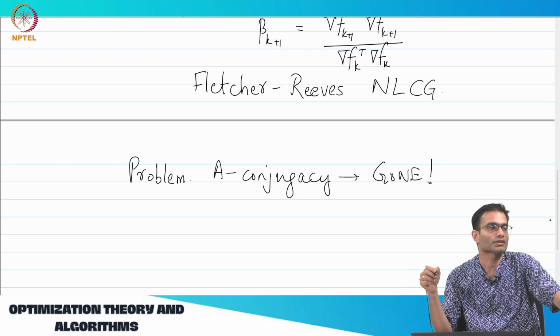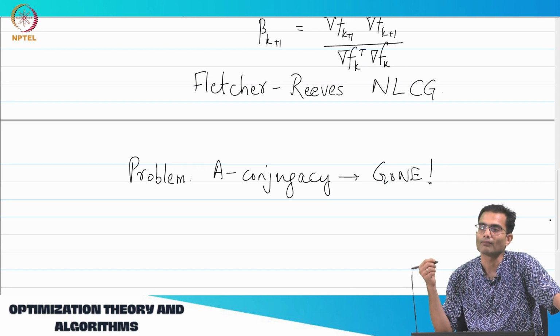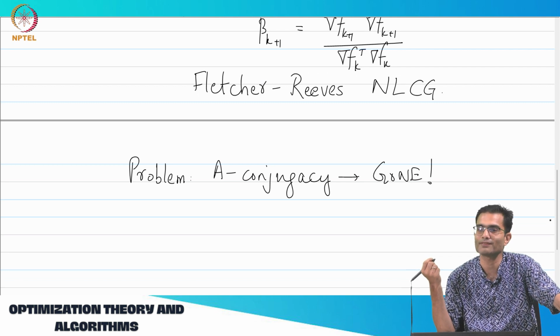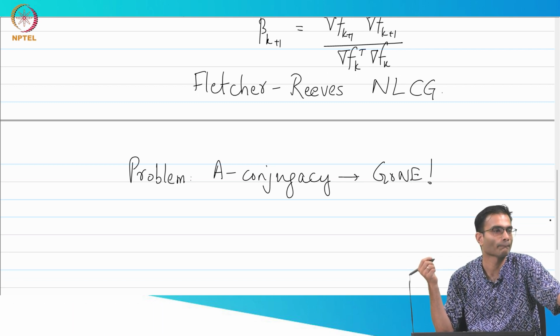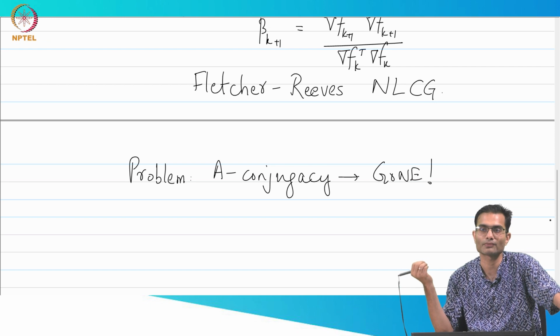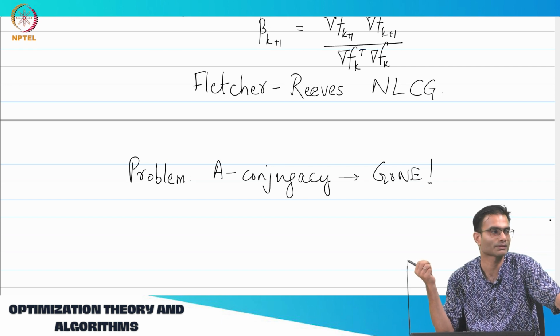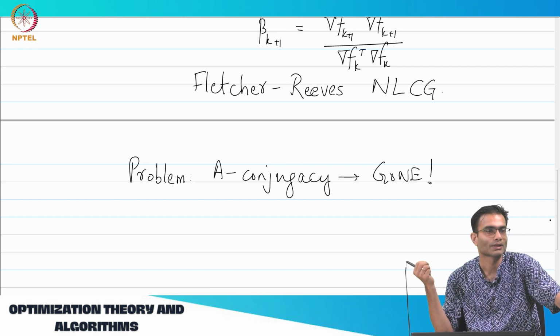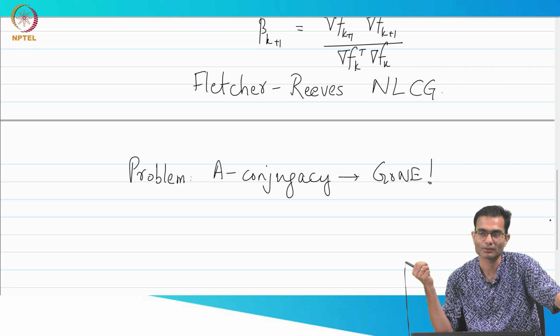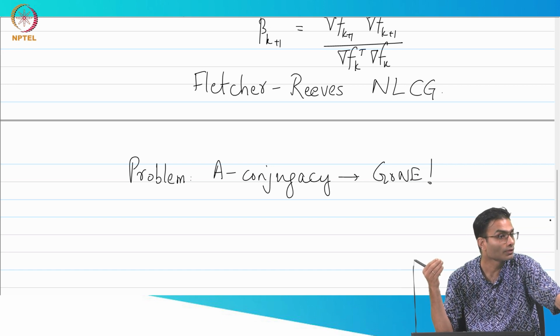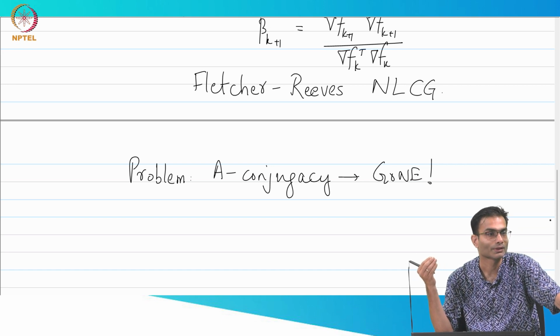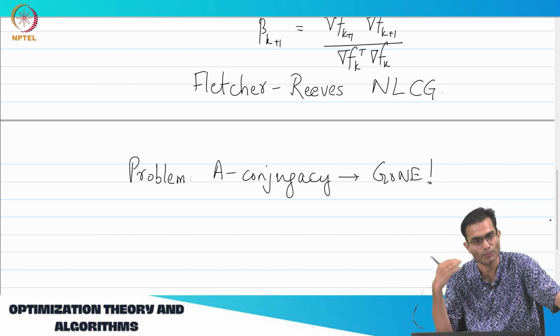If conjugacy is gone, what can I do? How can I still save the story? The hint is to think of gradient descent. In gradient descent, I did not have A-conjugacy, I had something else. What was that something else? Orthogonal, right? Orthogonal to... not orthogonal. That was a consequence, but what is the more primary property?